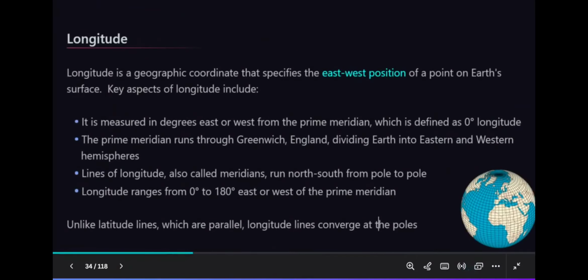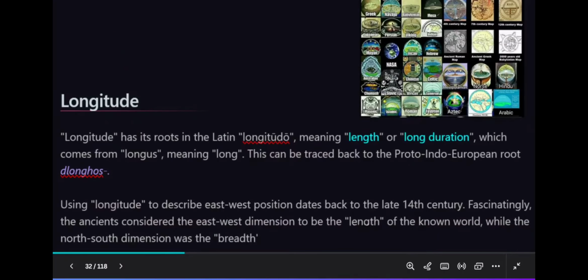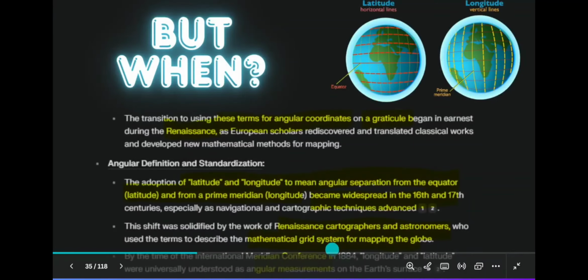So the question is, when did they switch from what used to be called just breadth and width to length, right? Where did they switch? Well, if you look into it, it started to be used right about after the Renaissance, which ties it to about the 16th and 17th century. That's when it started to deviate from the old school meaning into the modern definition of angular separation from the equator, east and west, from north and south, and was probably emboldened by the work of the Renaissance cartographers and astronomers who would describe the mathematical grid system for mapping the globe.